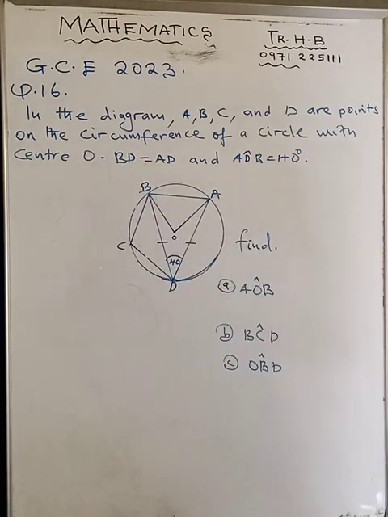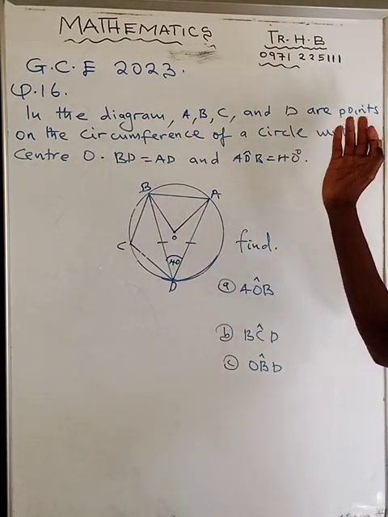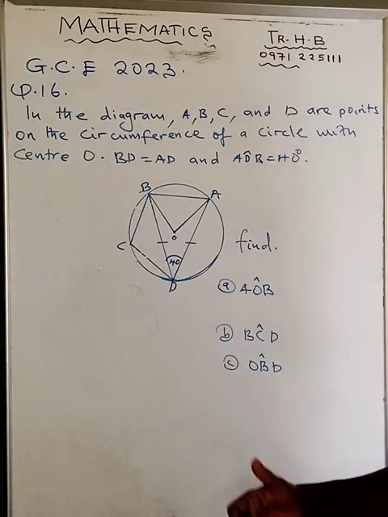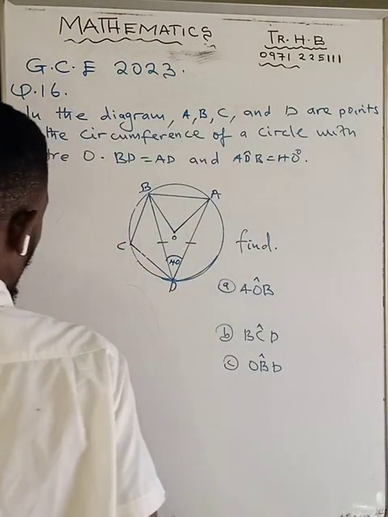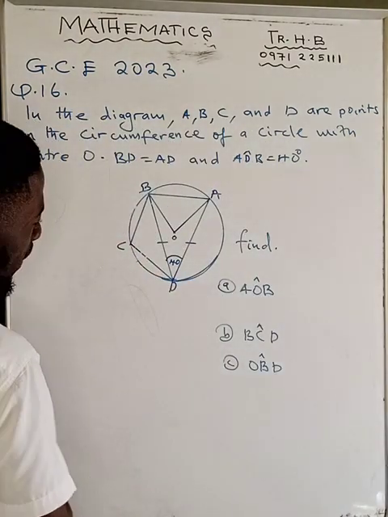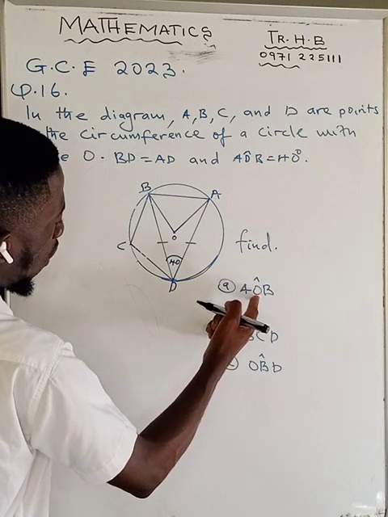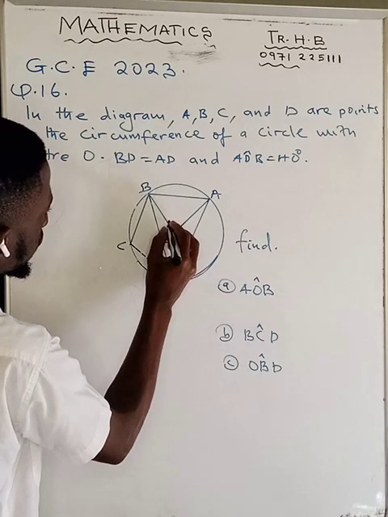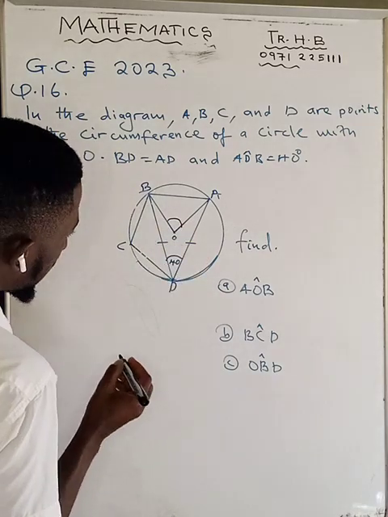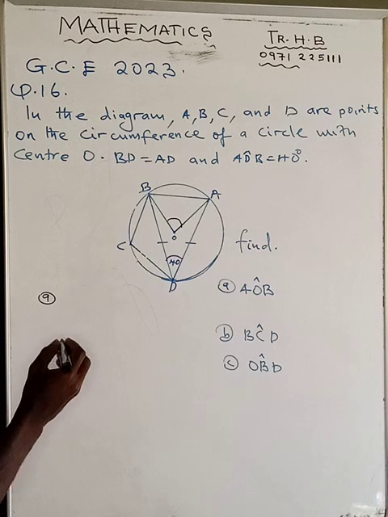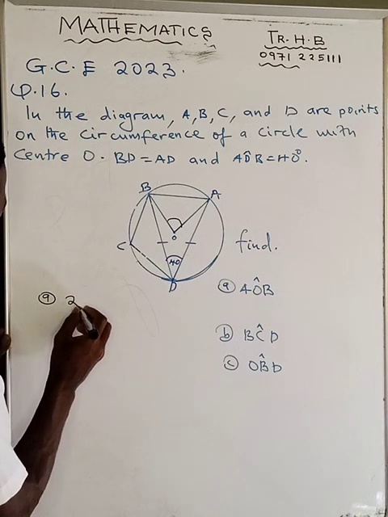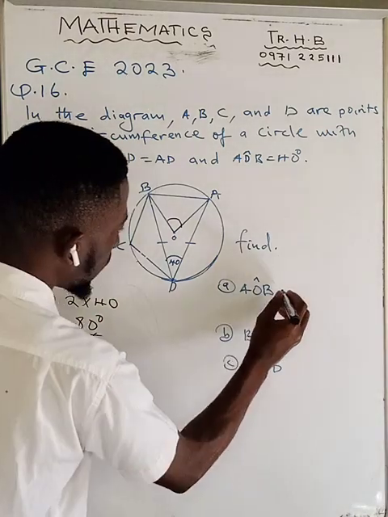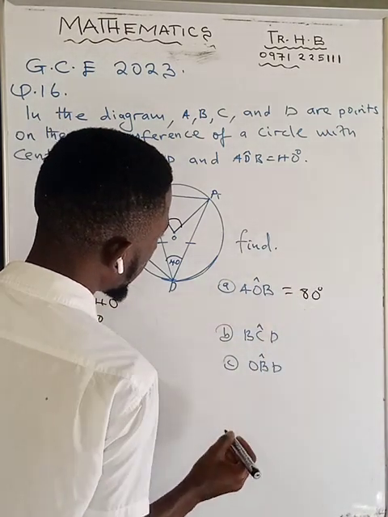You check the center is O, and A, B, C, and D are just points on the circumference. You check they are points on the circumference. Then you make use of the properties now. The first question is saying find angle AOB. So angle AOB, we are looking for this angle here. So we are using the first property, an angle at the center is twice the angle on the circumference. So you multiply 2 by 40. So this will give us 80 degrees. So the answer here is 80 degrees.